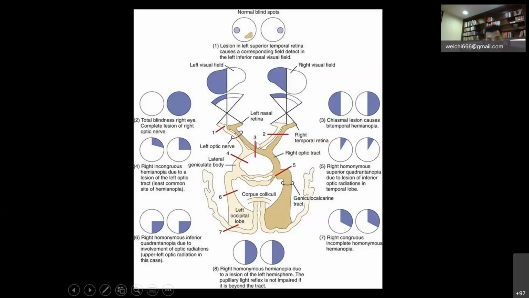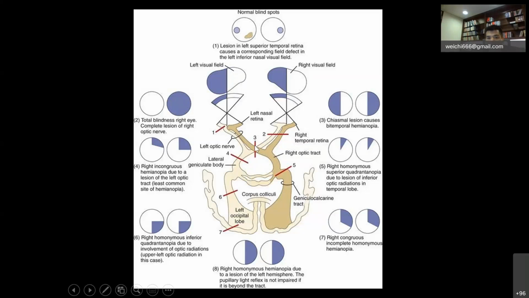because there's a lesion here. So you will see there's a defect in this field because they could not send the fiber across the optic chiasm to the contralateral visual cortex for further processing. So you will see bilateral temporal anopia. That's an indication of a lesion here.